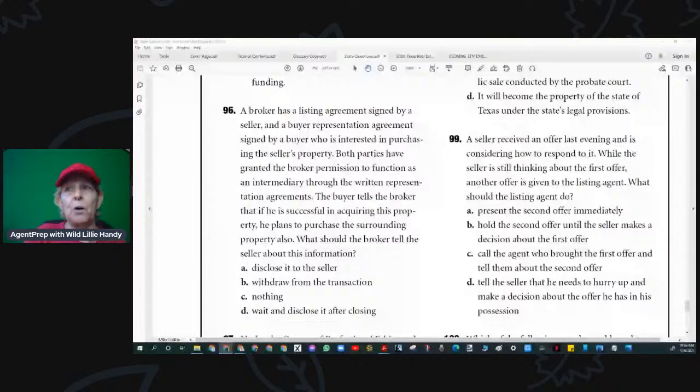Okay, so here it says both parties have granted the broker permission, so that's the buyer and the seller. The buyer tells the broker that if he is successful in acquiring this property, he plans to purchase the surrounding property. What should the broker tell the seller about this? Remember, the broker is an intermediary. Okay? It says broker functions as an intermediary. So what can the intermediary do, the broker, when they've got both the buyer and the seller?